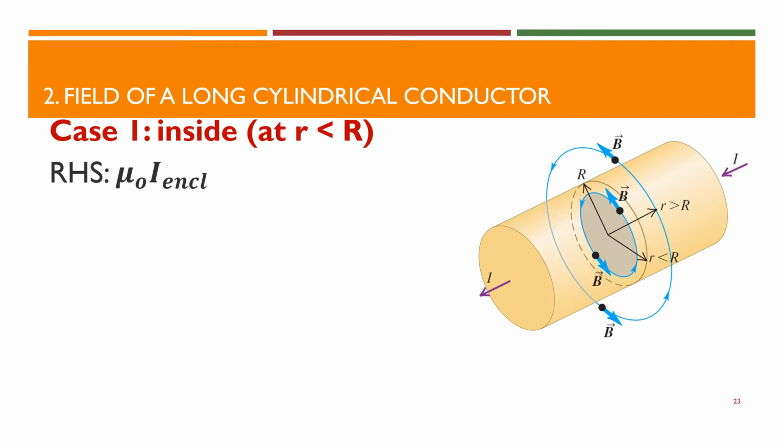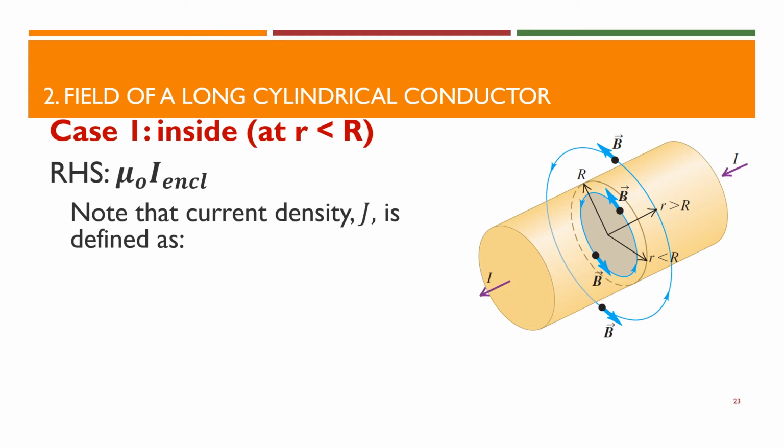Now we turn to the current density, which is defined as follows. The current density can be expressed in terms of the total current over the total area of the cross section. Note that this is uniform, so we can make use of the total current over total cross sectional area. We now calculate the I enclosed, which is the current density of the object multiplied by the area enclosed by the Amperian loop.